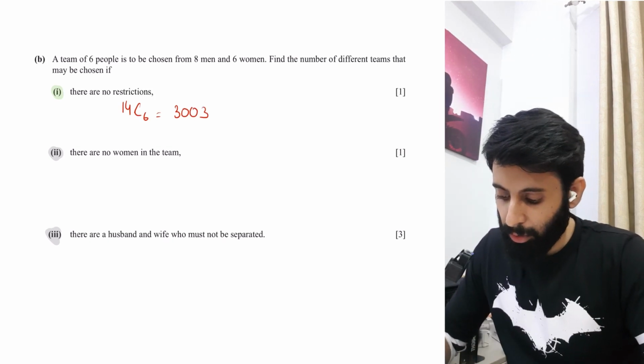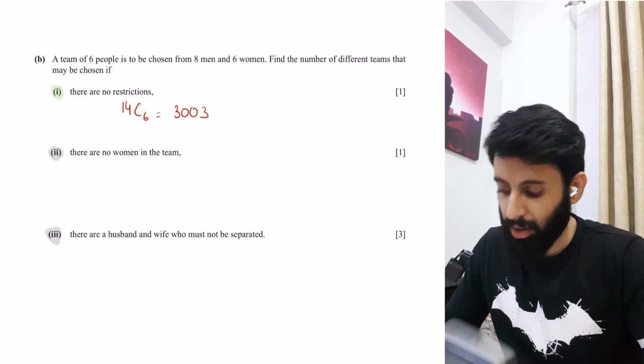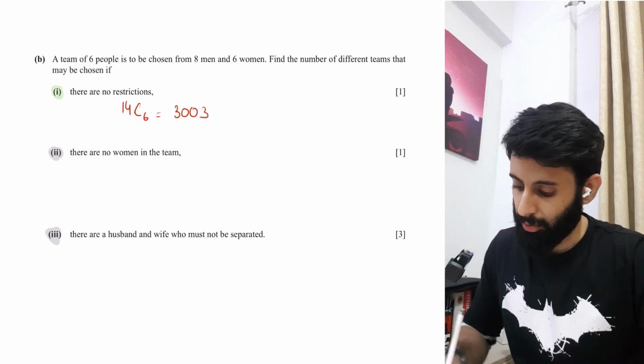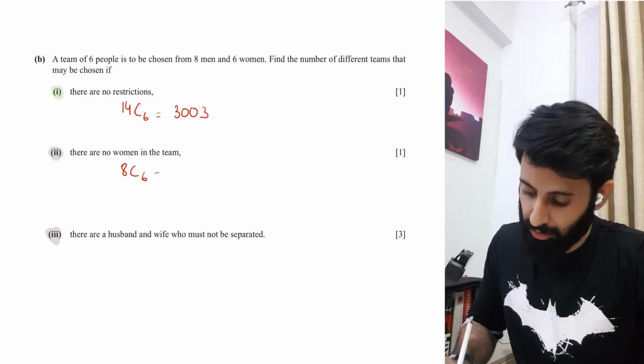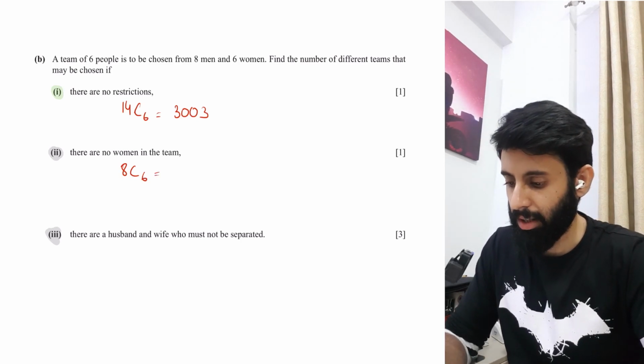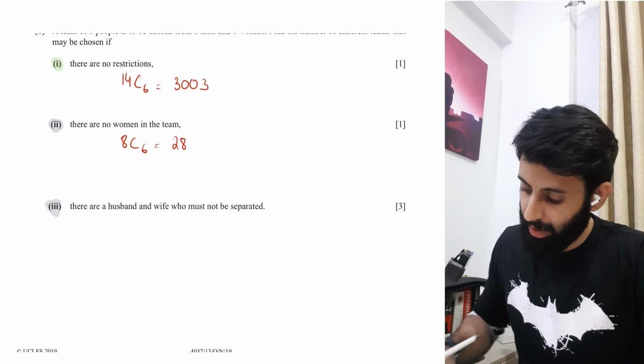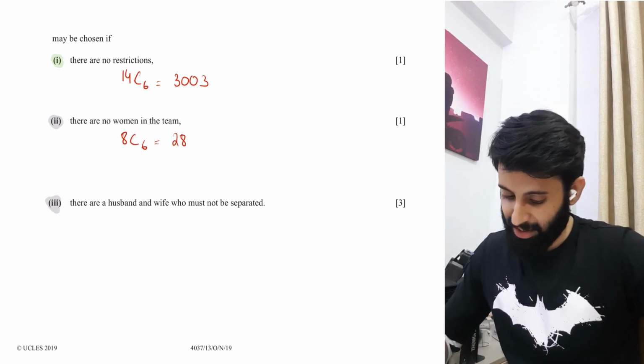Then it says there are no women in the team. So if there are no women, that means all of the 6 people have to come from men. So we have 8 men, and we are choosing 6 of them. So 8C6, let's work that out. 8C6 is equal to 28. Okay, now this is an interesting question.